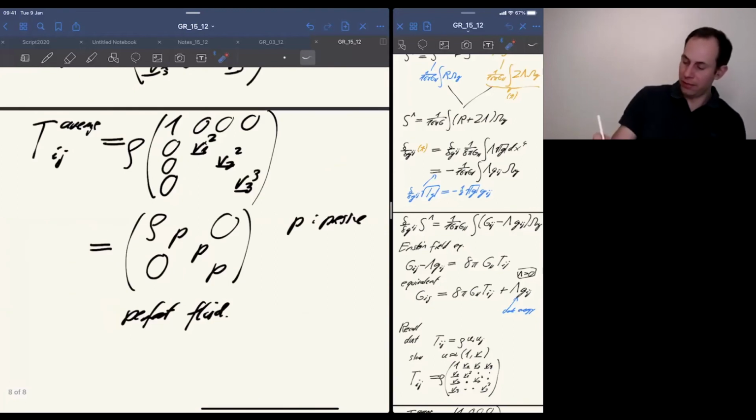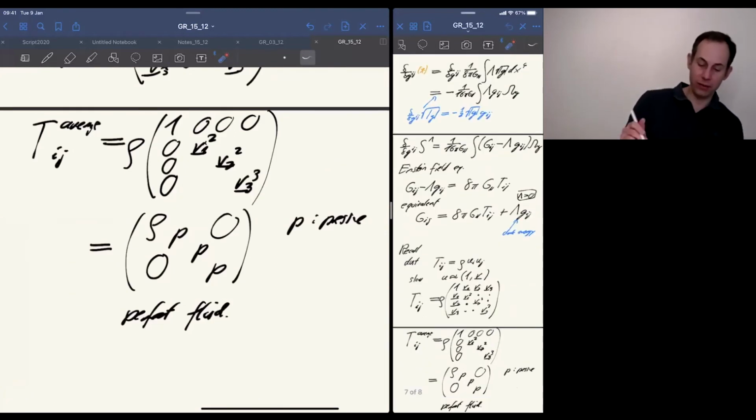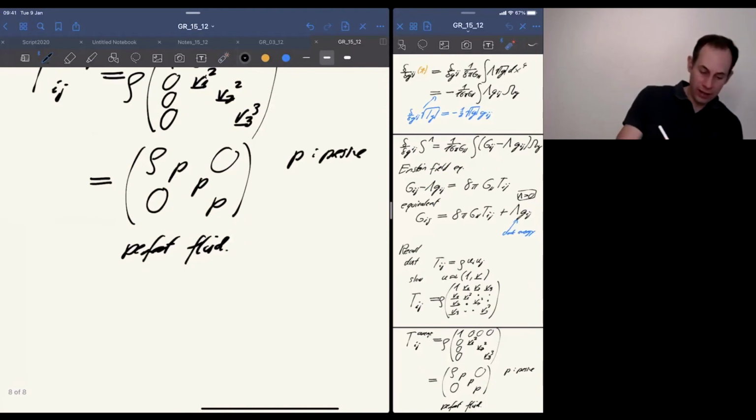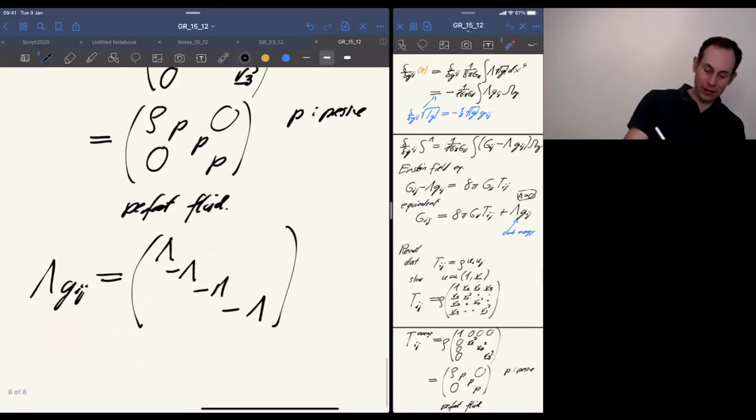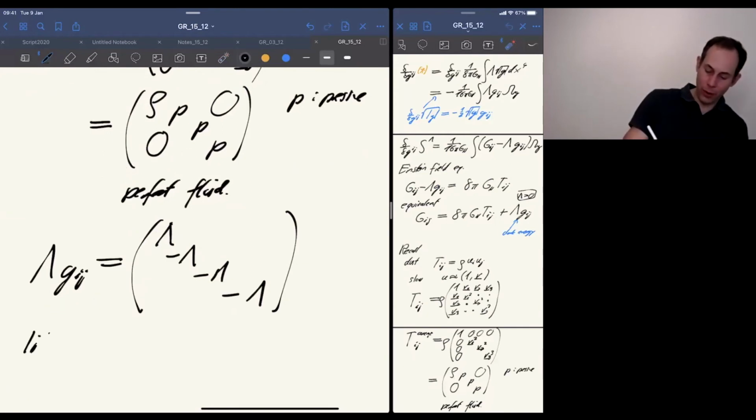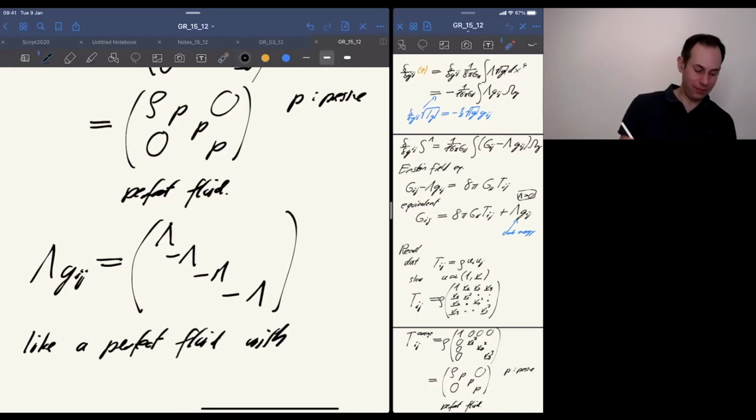The dark energy term that you see here is a constant times g_ij. So again, if I'm in Cartesian coordinates, then lambda times g_ij looks like this. It's just, of course, lambda, minus lambda, minus lambda, minus lambda, because that's the signature of the metric. So it's like a perfect fluid with the property that rho is equal to, actually, I need to normalize it, 8 pi G_N.